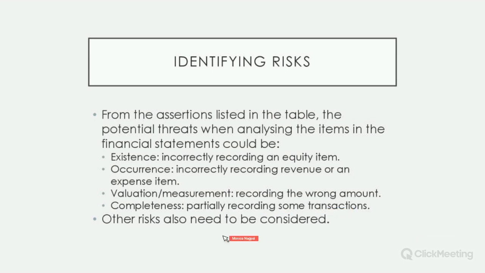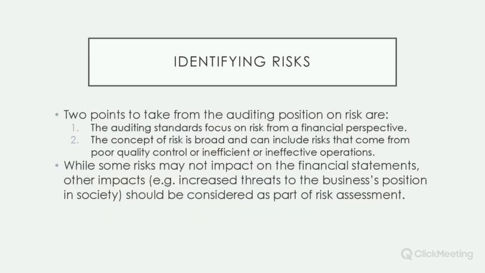Those could be the risks. There are other risks also that need to be considered. All explained in that table. Have a look. Two points to take from the auditing position if you are looking and checking the financials of a business are: first, the auditing standards focus on risk from a financial perspective, and the concept of risk is broad and can include risks that come from poor quality control or inefficient or ineffective operations.